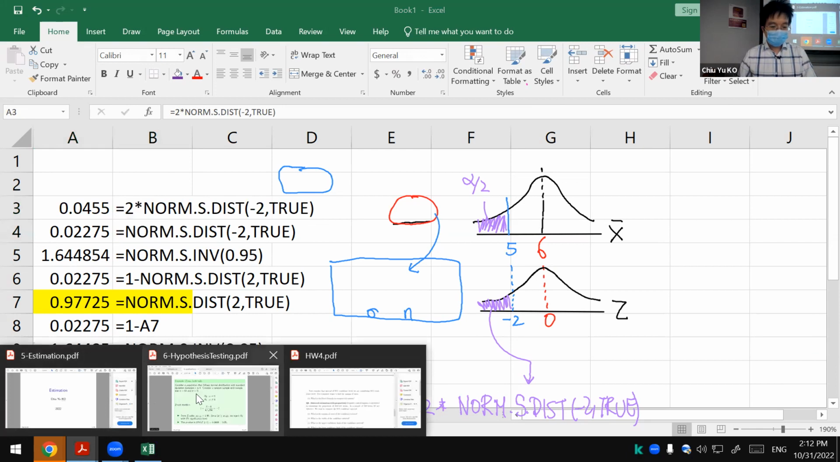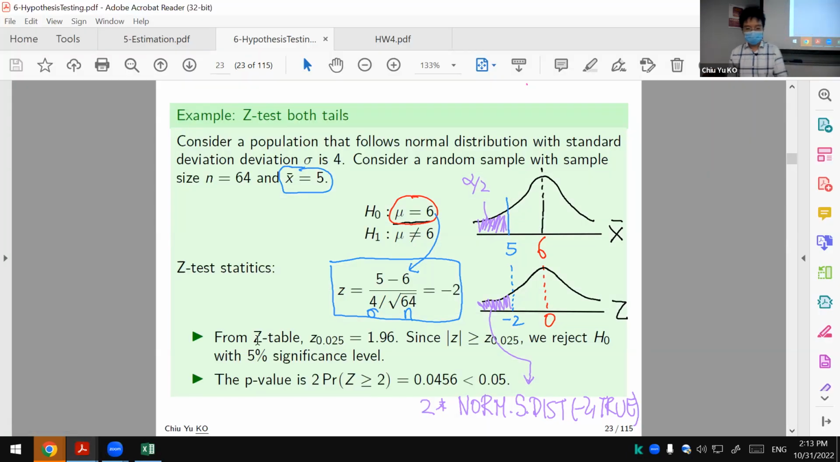So that means that if you use 5%, then you reject. If you use 1%, you don't reject. So at 1% don't reject, at 5% reject, and at 10% you reject. Is that clear? Because 1% is not small enough, but if you use 5%, you still reject. Is that okay?